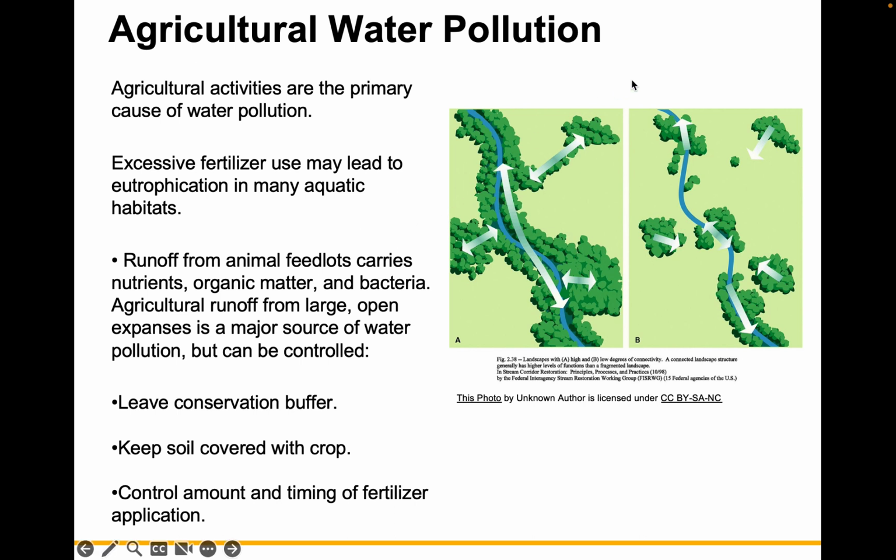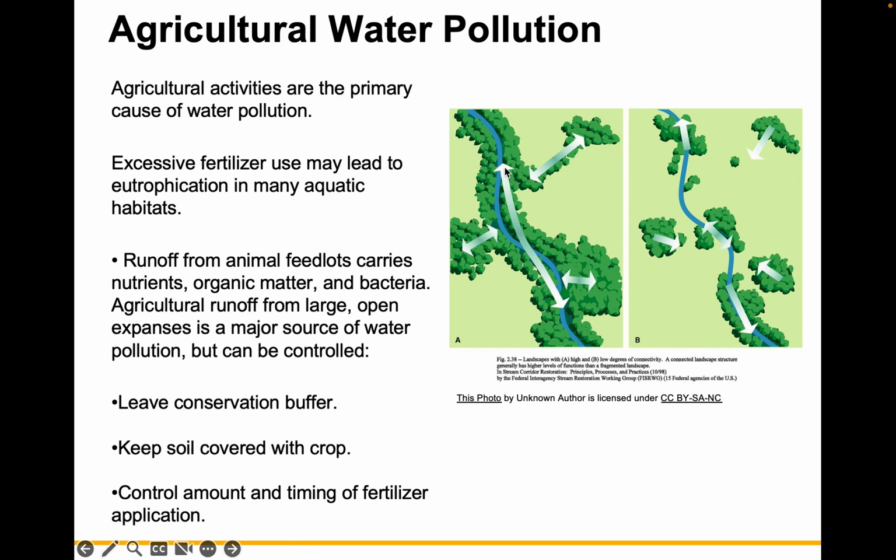So we can leave a conservation buffer, which would be like the picture A on the left here. If you leave even, I think, as small of a buffer, as narrow of a buffer, like 3 meters of cattails, they are really effective at pulling out a lot of the nutrients that are working their way down towards the river, like when it rains. And they also help stave off organic matter and bacteria. So there's some really good natural ways we can do this by preserving that buffer zone.